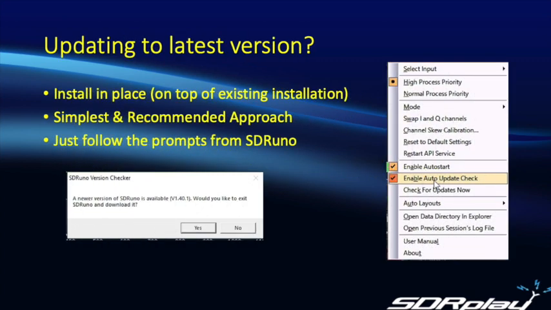If you want to update to the latest version of SDRuno, the preferred method is to install in place, in other words, on top of your existing installation. You may see a message pop up advising you that a newer version is available, or if you've not enabled the auto update check, you can use the check for updates now option from the options menu in the main window to see if a new version is available. If you select yes that you want to do the update, you will be taken to the SDRplay website and you can follow the directions there.